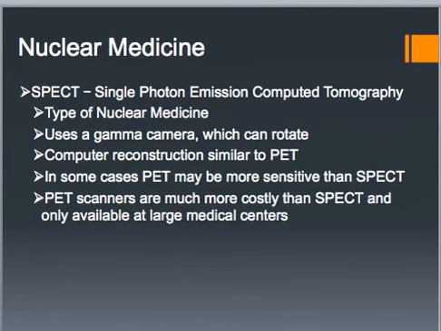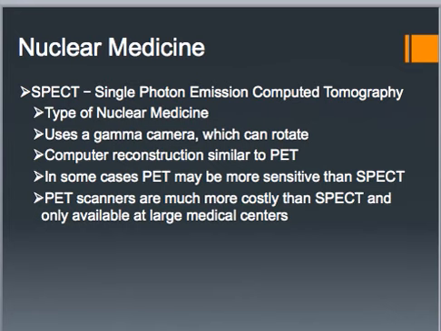So SPECT is single photon emission computed tomography, but it is nuclear medicine, it's not CT. They use gamma cameras which rotate around the patient, and then the computer reconstructs the images, similar to a PET scan. But PET scans tend to be more sensitive than SPECT scans, so they can pick up abnormalities a lot easier. They can find cancers more easily, but they tend to be much more expensive than SPECT scanners.